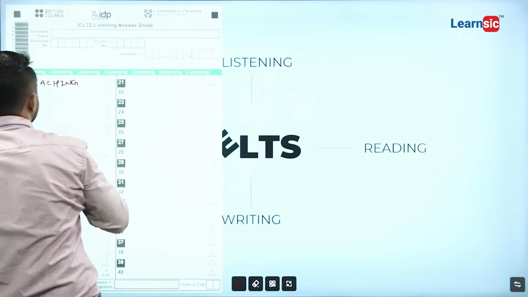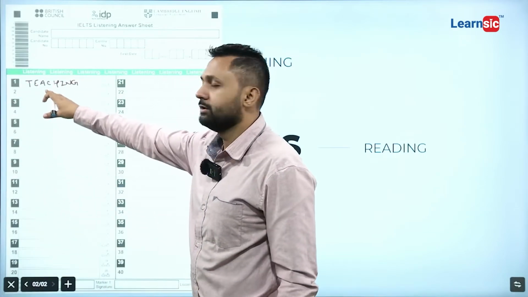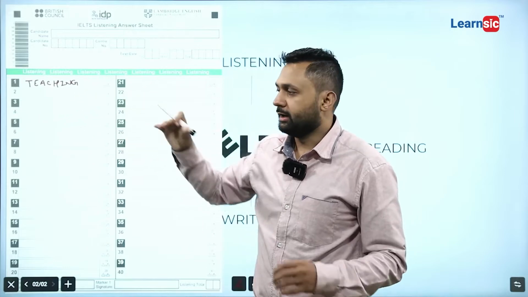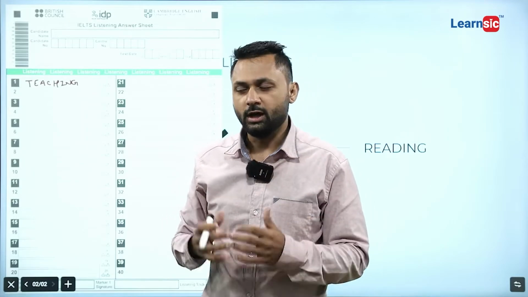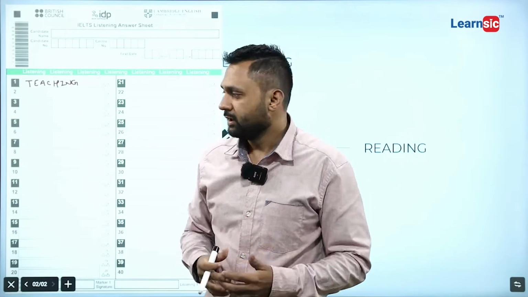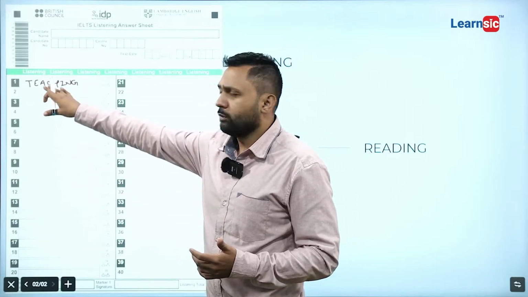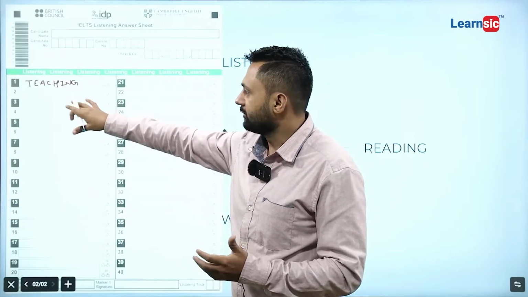You need to write in this way. You must write in capital letters. There are cases of writing in small letters, but they are sometimes more confusing. I'll be talking about these things in our class, but I recommend you to copy in capital letters while you copy the answers to the answer sheet.